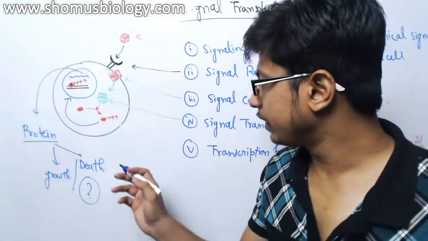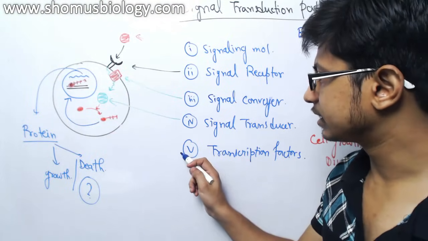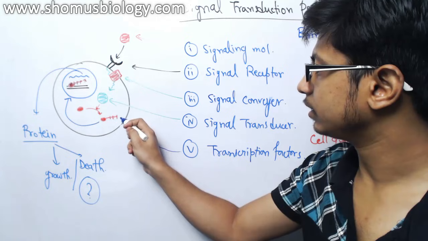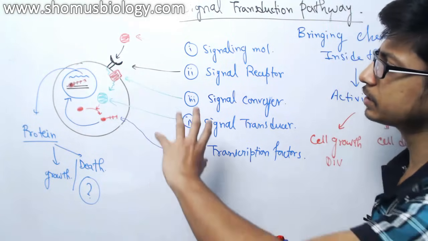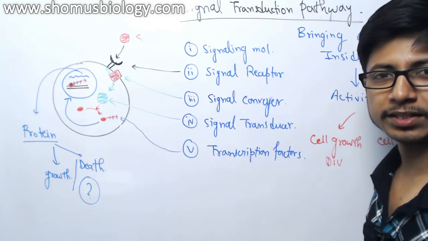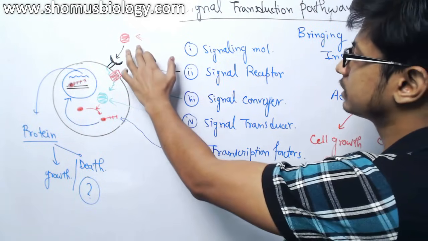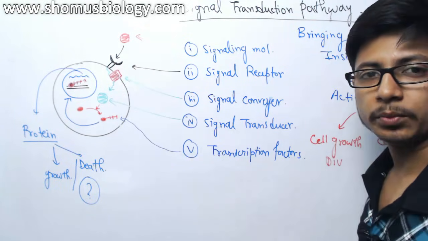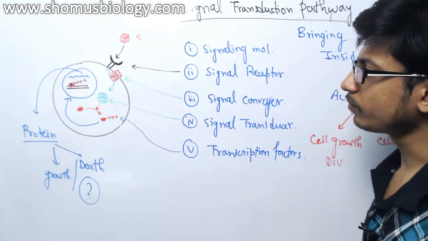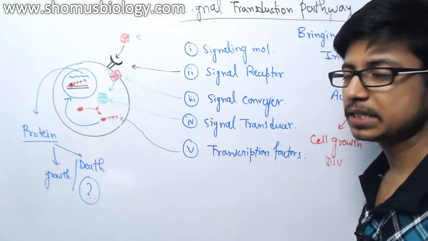So, if you look at it very carefully, you will understand this. Let me drag it here. Okay. If I look at this picture, it represents all the different components of a signal transduction pathway. It starts with this signaling molecule. When the signaling molecule interacts with the cell surface receptor, then it starts conveying the signal.